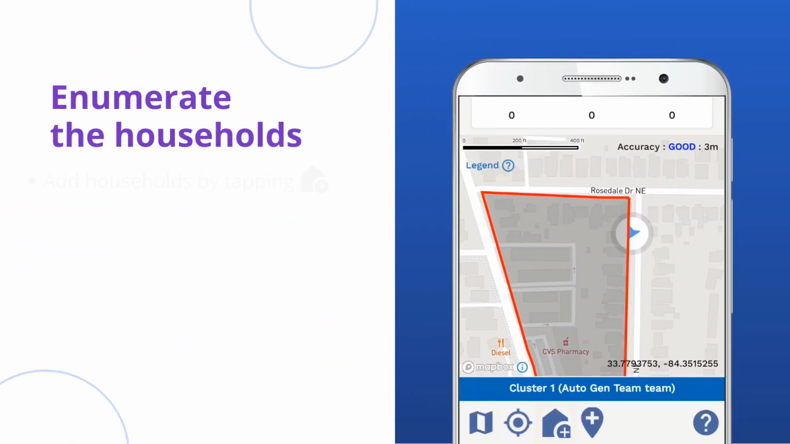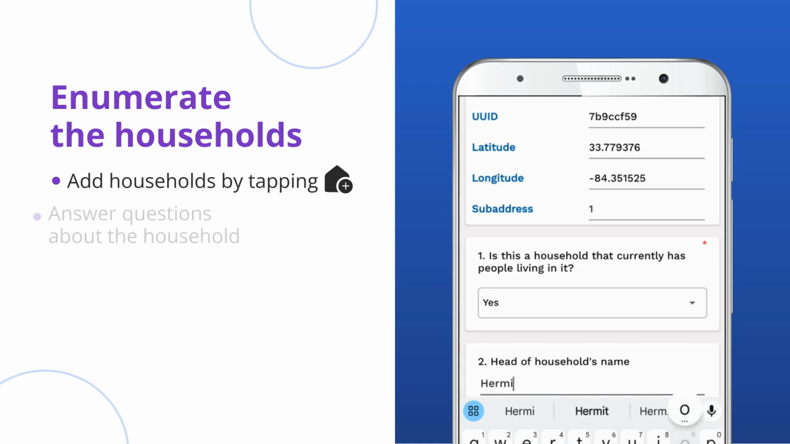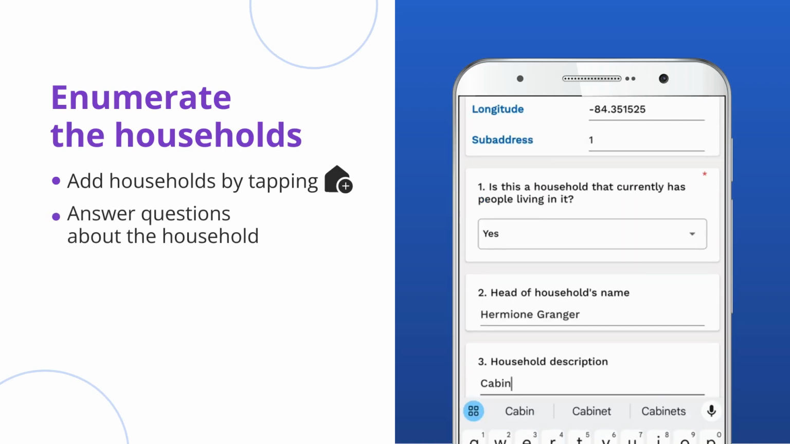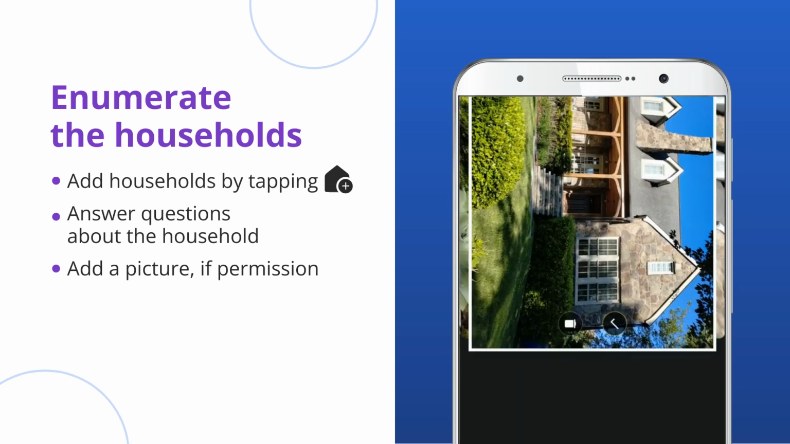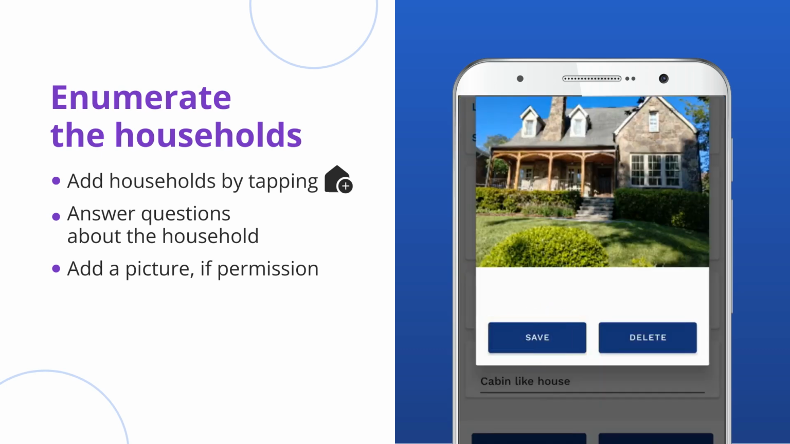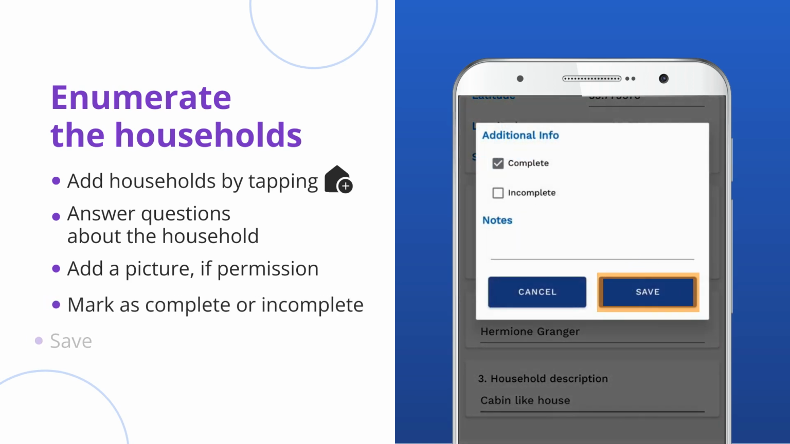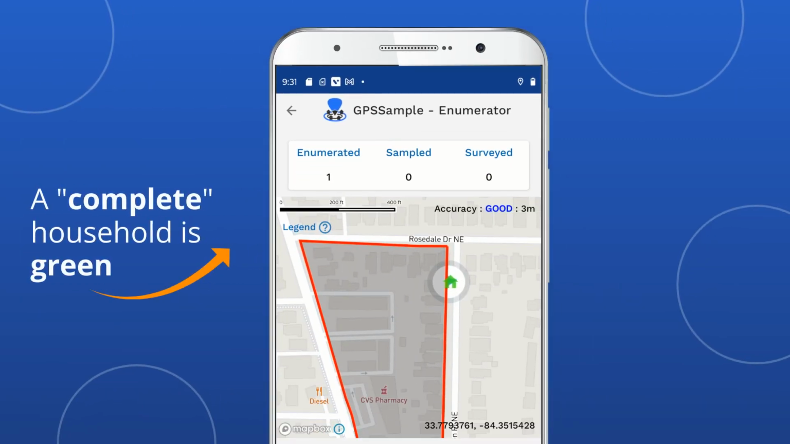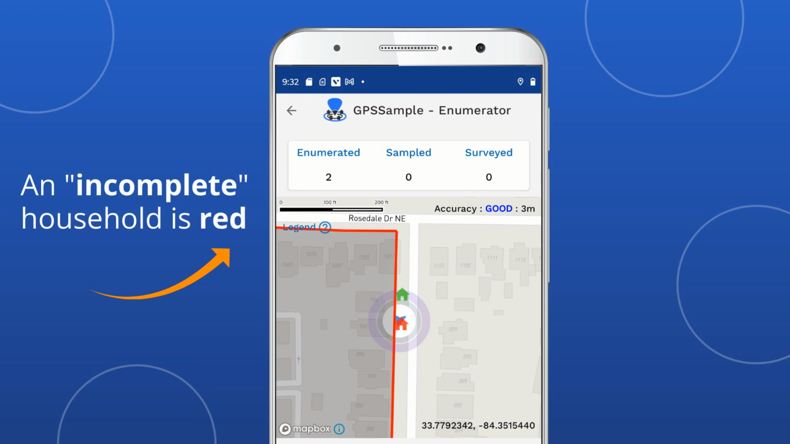To add a household, tap the house icon at the bottom of the screen. Mark whether this is a single or a multi-household structure. Answer the questions about the household. If you have permission, tap the camera icon to add a picture of the house. Press Save. If you answered all the questions, mark the household as complete and press Save. A completed household is green on the map. An incomplete household is red on the map.